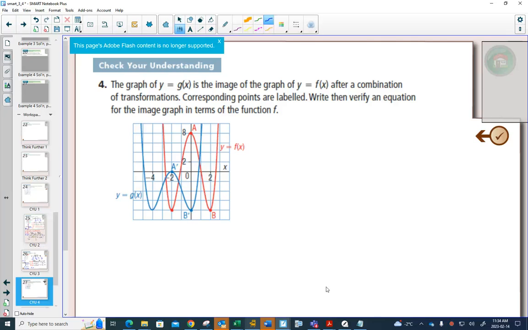So in this example, the graph of y equals g of x is the image of the graph of y equals f of x. f of x is the graph in red, g of x is the graph in blue. And there's a combination of transformations. We want to write, then verify an equation for the image graph in terms of the function f. So this question is a working backwards question. Working backwards questions are tricky sometimes.